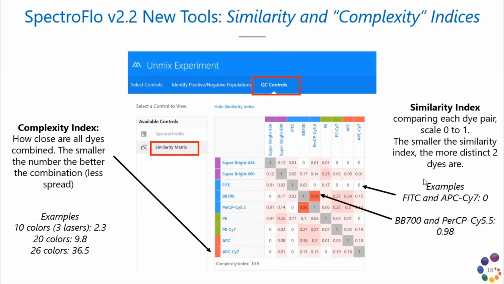One way to use this tool is to compare panel iterations. Say you want to have a 20-color panel, you record it on the system, and you get a complexity index of 9.8. Then you decide to make a couple of changes in the dyes you are using, run the panel again, and get a new complexity index. If that index is less than 9.8, you've improved your panel. But if that index increased, you likely introduced more spread into your panel.